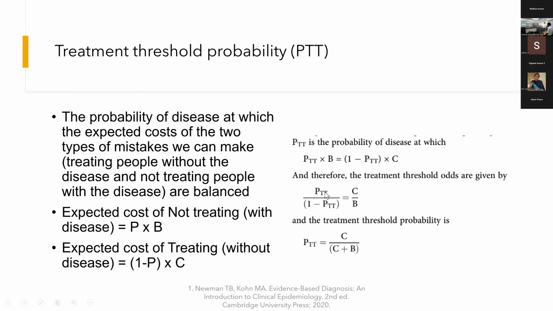So when we rearrange these values, we'll be getting the treatment threshold odds, which is nothing but C by B, which is nothing but the cost associated with treating someone without the disease divided by the cost associated with not treating someone with the disease. So if you have to convert this odds into probability, it will be changed into C by C plus B. So based on this parameter only, we'll be deciding whether or not to treat a patient with oseltamivir.